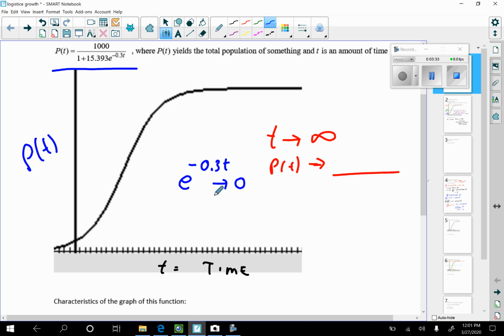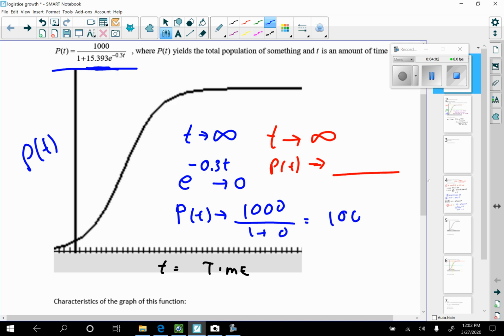So as t goes to infinity, we can do a series of steps here. As t goes to infinity, this particular guy goes to 0. So 15 times that goes to 0. And this is what I have, 15.393 times that goes to 0. So my population is actually going to 1,000 over 1 plus 0, which is 1,000.